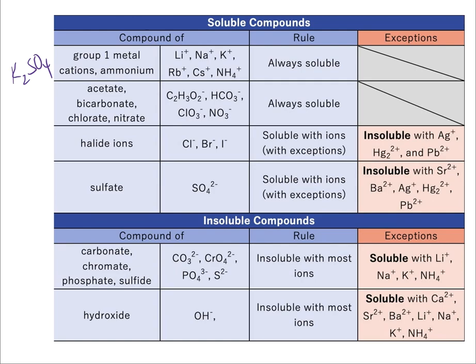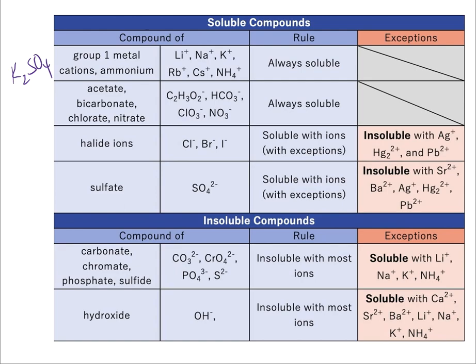So when looking at a solubility table, most of it is going to be based on anions, but you do have a couple of cations that are provided. If you look at the very first row of ions, it tells you that group 1 metal cations along with ammonium, and it shows you what those formulas are. And the rule tells you that these are always soluble.